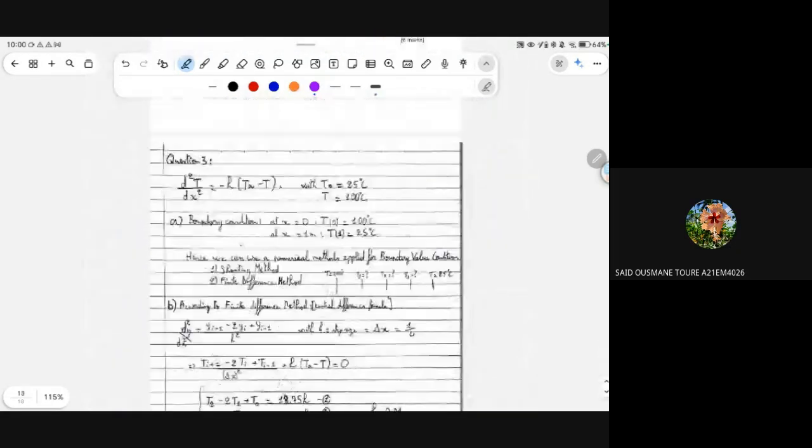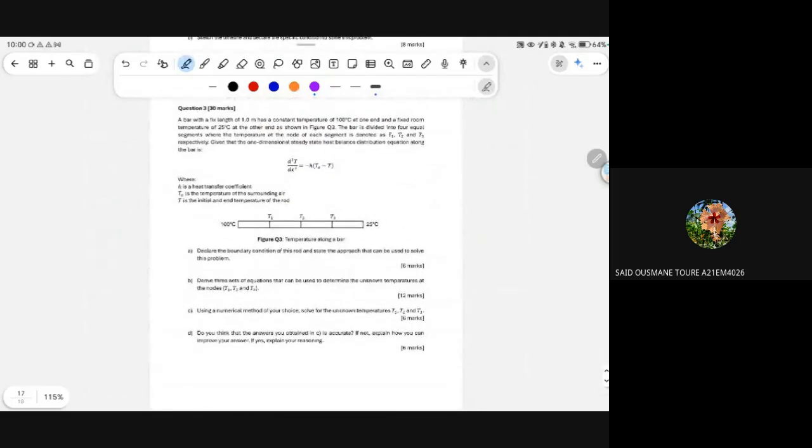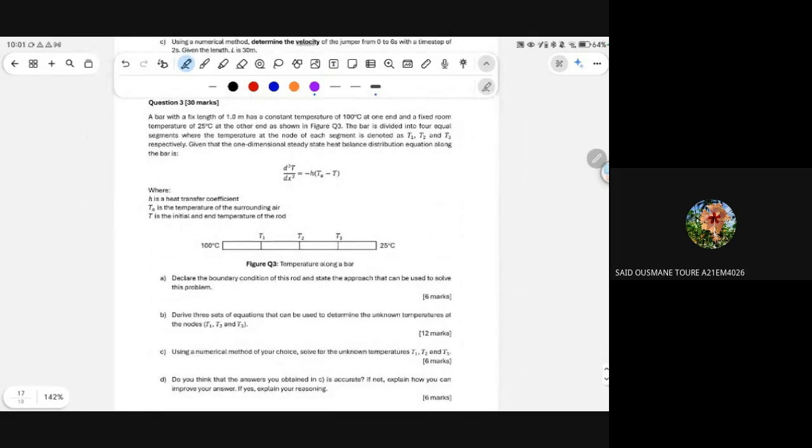Okay. Now we get to question 3. A bar with a fixed length of 1 meter has a constant temperature of 100 degrees here. Constant, doesn't change with time. At one end, and a fixed room temperature of 25 degrees at the other end. This one. Okay. So they mentioned what else? Oh, the bar is equally divided by 4.